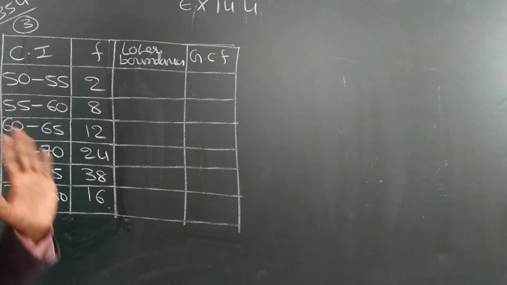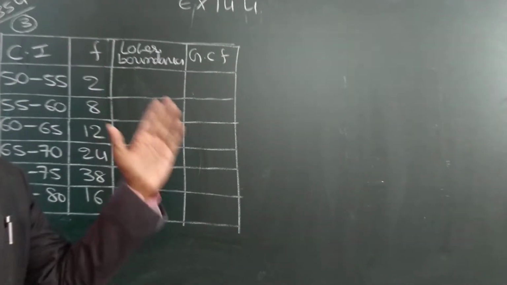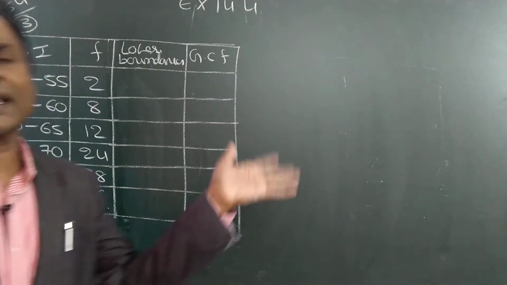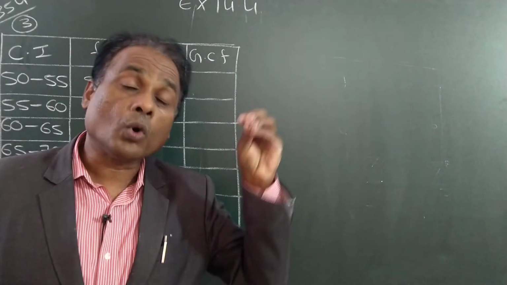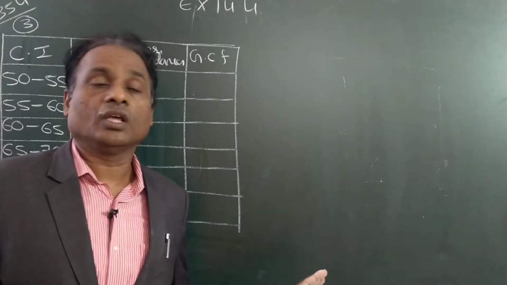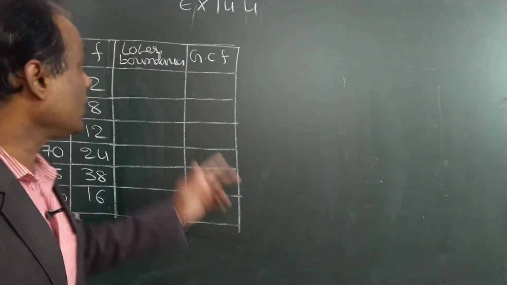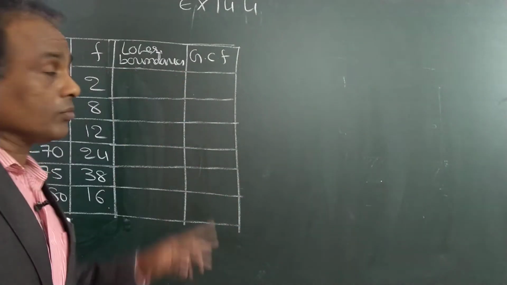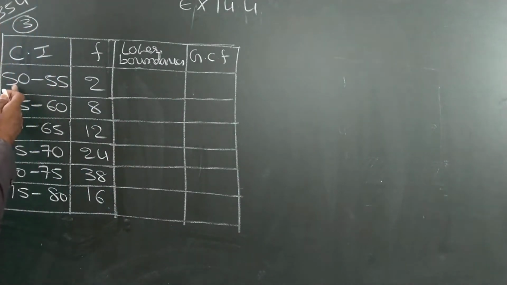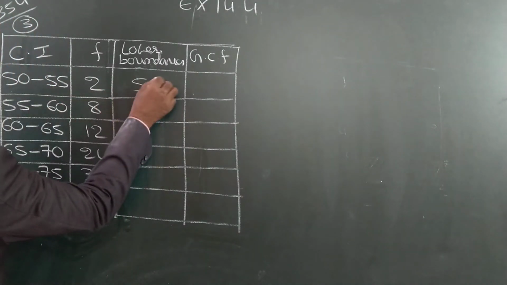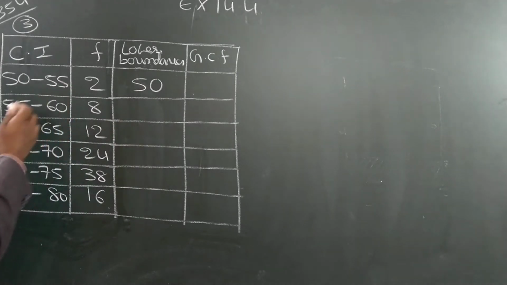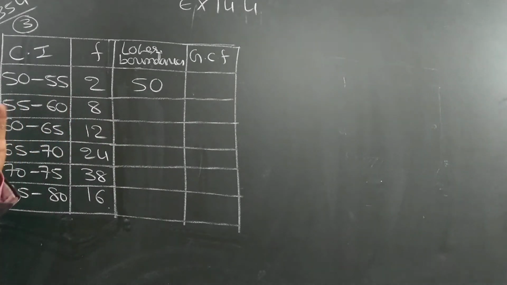Class interval and frequency is given. Question is greater than, more than type. More than or greater than, both are same. More than type ogive we have to draw. So more than type ogive means we have to prepare two more columns. Lower boundaries. Lower boundary of this class is 50, because if these two are same, the limits and boundaries will be same.